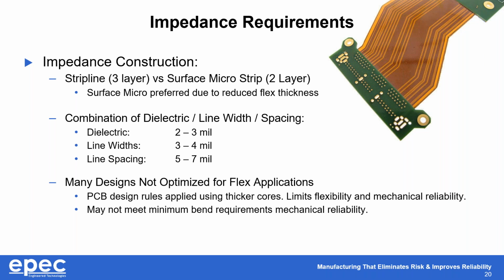So common configurations for high-speed signals in flex is the dielectrics are going to range from 2 to 3 mils. The line widths are going to vary from 3 to 4 mils, and the line spacings will vary from 5 to 7 mils. These parameters cover a wide range, everything from 50 ohm single-ended to 90 ohm differential pairs, 100 ohm differential pairs, and even up as high as 120 ohm differential pairs.